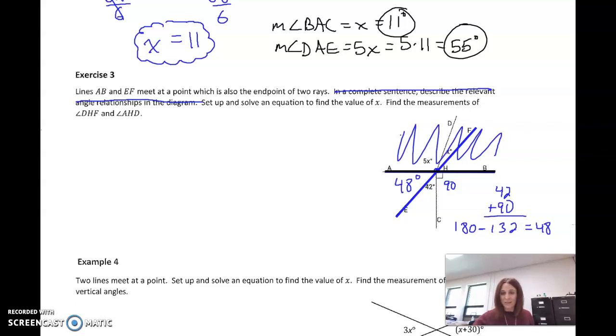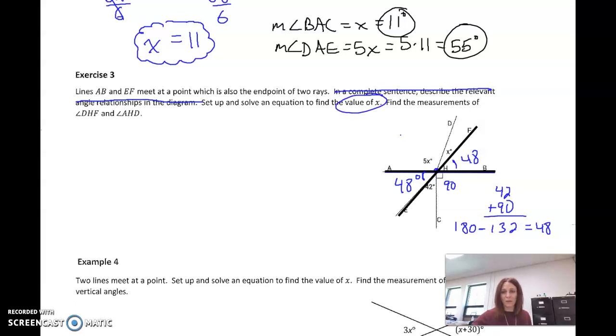All right, so now I know this is 90, this is 42, this is 48. Now, when you darken these lines again, if this is 48, opposite it, this right here has to also be 48. Okay, now this is not the only way to do it, but you can see that we have 48, 5x, x, 48, 90, and 42. I want to set up and solve an equation to find the value of x.